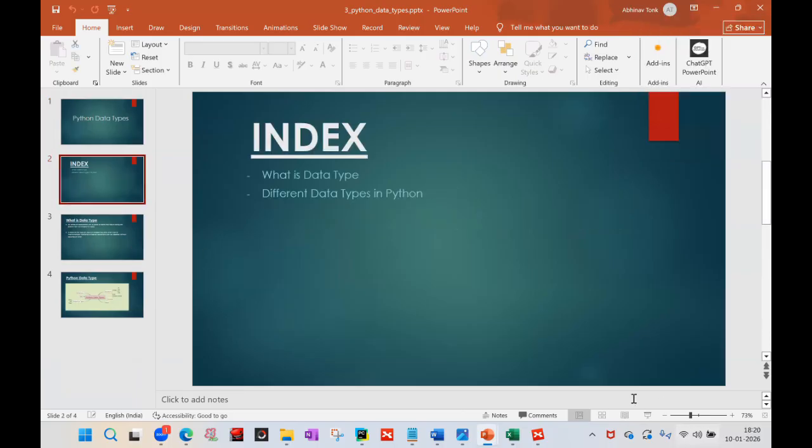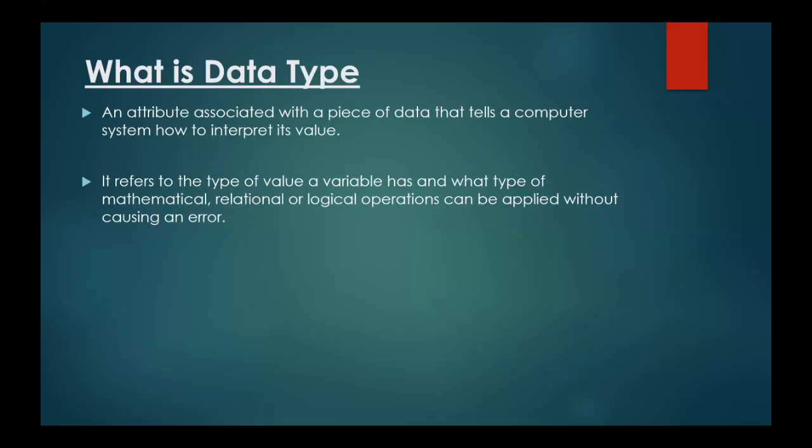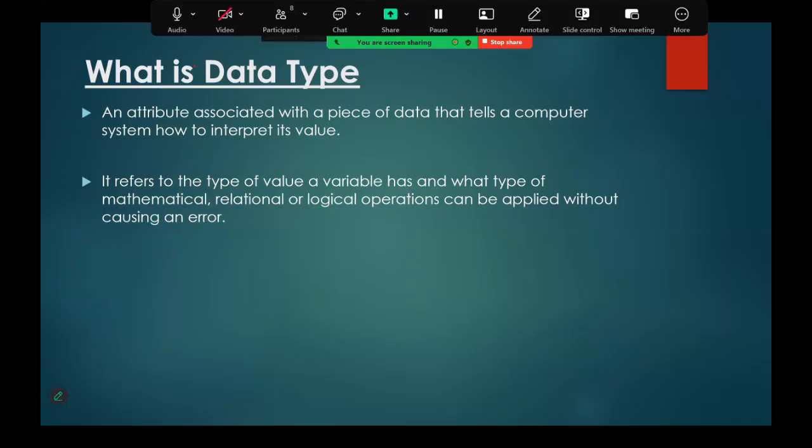Cool. Okay. So, talking about data types. What is a data type? It's an attribute associated with a piece of data, an attribute that tells a computer system how to interpret its value. It refers to the type of value a variable has and what type of mathematical, relational, or logical operations can be applied without causing an error.